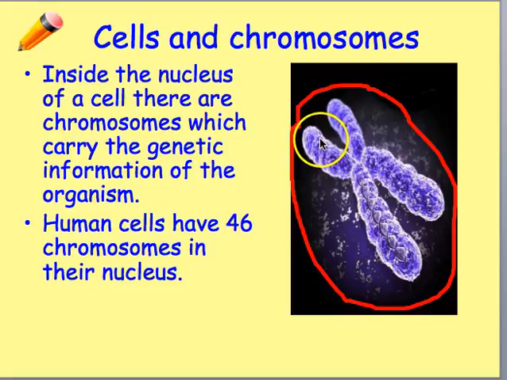Now, the chromosomes have got sections along them, which are called genes, and you've probably heard of them. And that has got the information about what makes you, or whatever organism it is that has got these chromosomes inside it. So that information is there in the form of these chromosomes. Now, humans have got 46 chromosomes inside their nucleus. There's actually 23 pairs because they come in pairs.